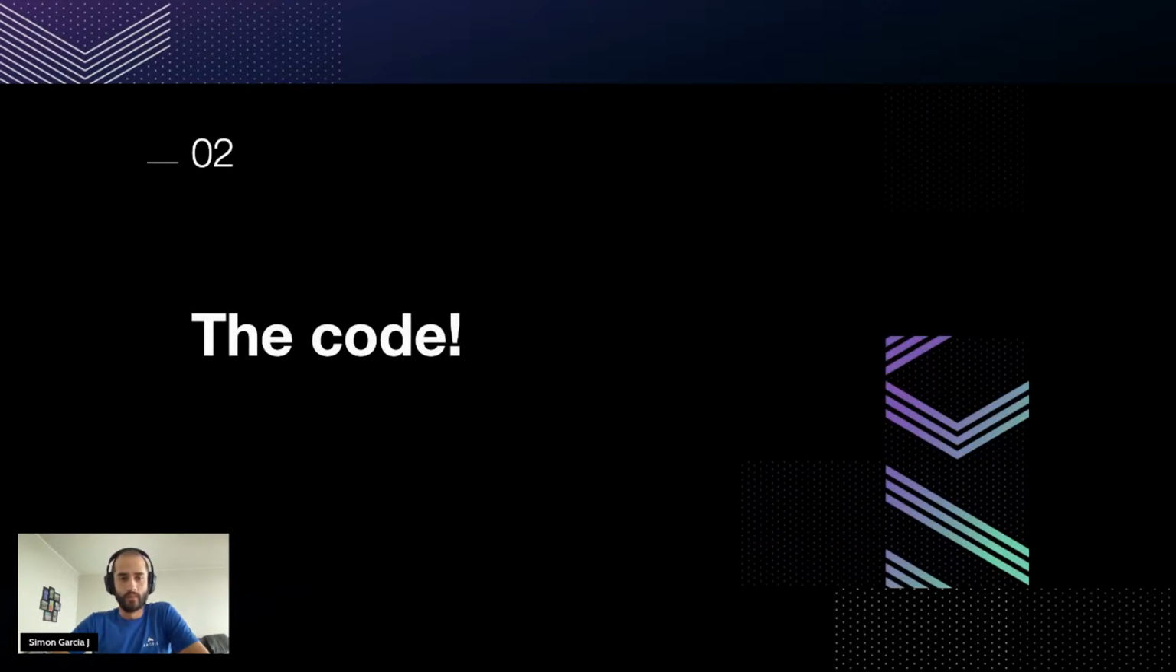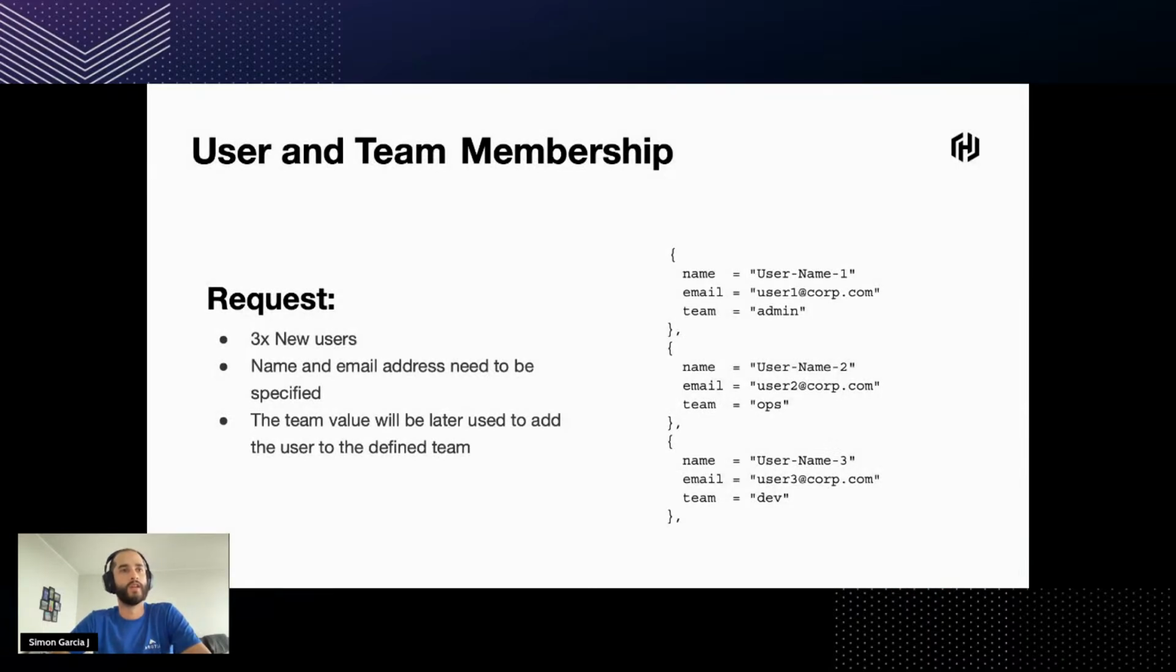Okay, so let's go a little bit through the code. I just want to explain how I got to this demo and how to get it working. The first part is the user and team membership. On the right side, I have a request for 3 new users. I specify their email address and the team they're going to be part of.